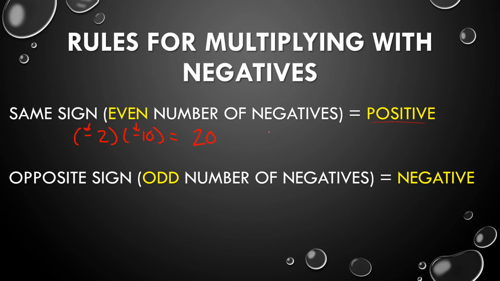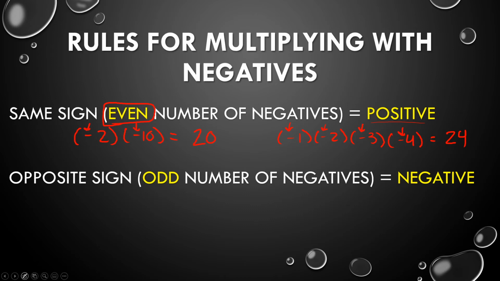Say I have something like this, negative 1 times negative 2 times negative 3 times negative 4. I have 1, 2, 3, 4 negatives. 4 is an even number, which means my final answer here is going to be positive. All I need to do is multiply my numbers and make sure my answer is positive.